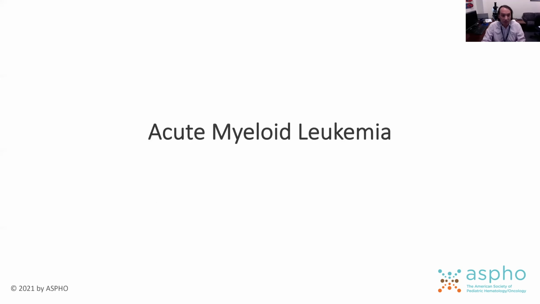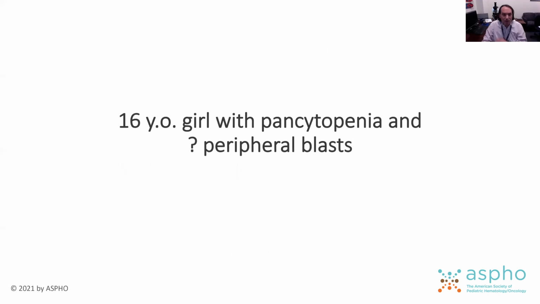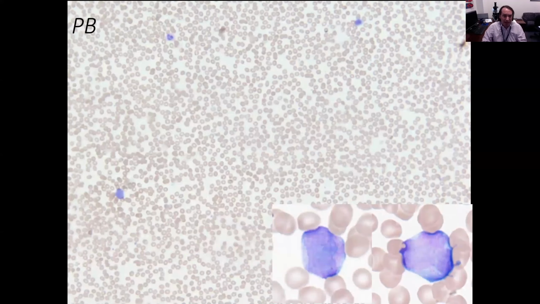myeloperoxidase. Moving on to acute myeloid leukemia, our first case is a 16-year-old girl with pancytopenia and peripheral blasts. You can appreciate in the low power view that she has a few cells, some of which look like neutrophils, but others of which have this deeply purple cytoplasm, in which one can likely appreciate multiple Auer rods stacked up together. In addition, the nuclear contours of many of these cells appear sort of bilobed.